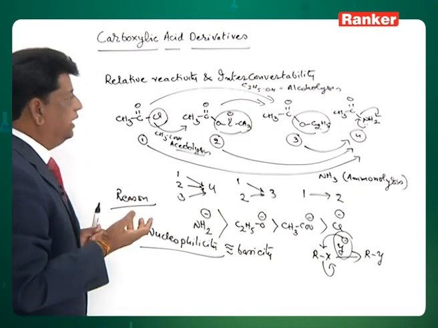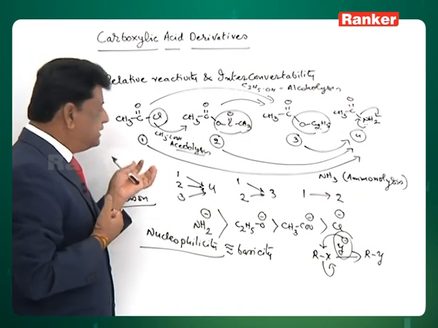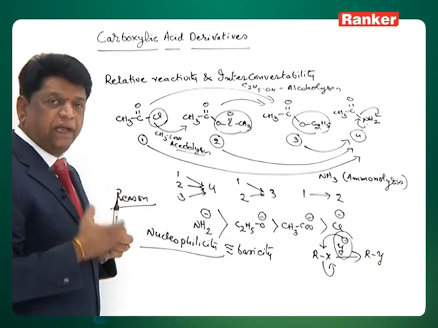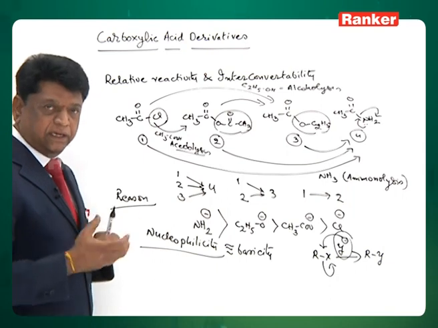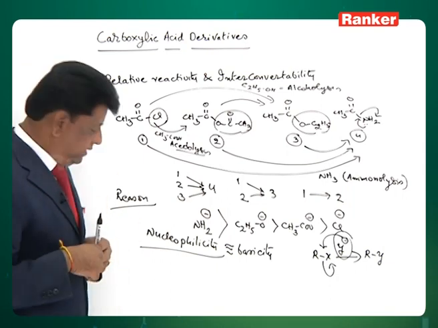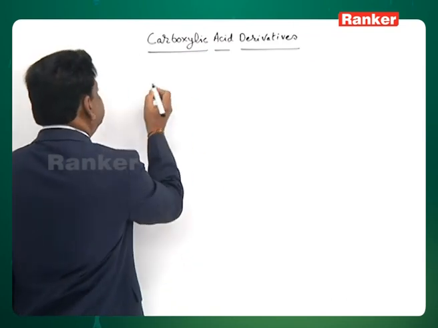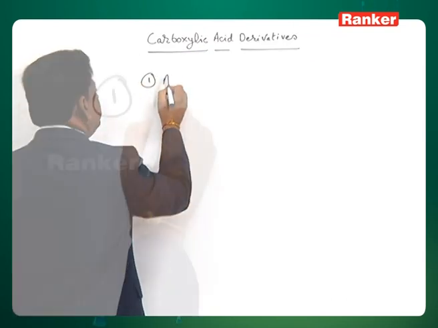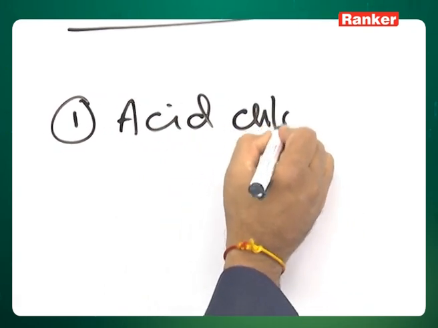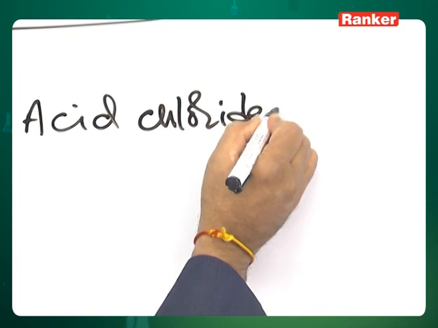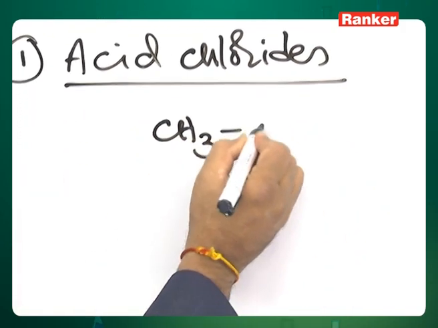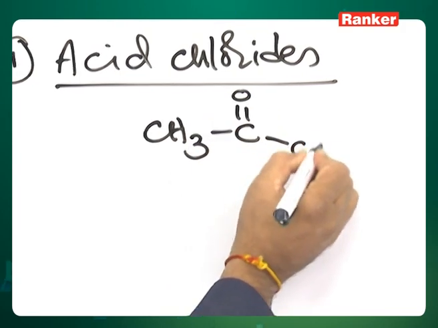Now, let us go to the individual member, that is an acid chloride we will take and discuss how this acid chloride reacts with the different chemicals and what are the important applications or the reactions of this acid chloride. So, let us take the first acid derivative, that is acid halides, or directly you can take acid chlorides. A simple example is acetic acid chloride, that is acetyl chloride.